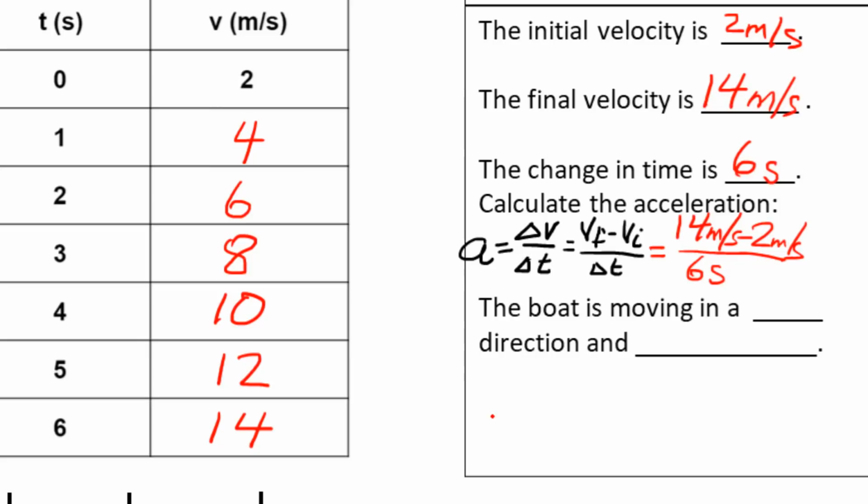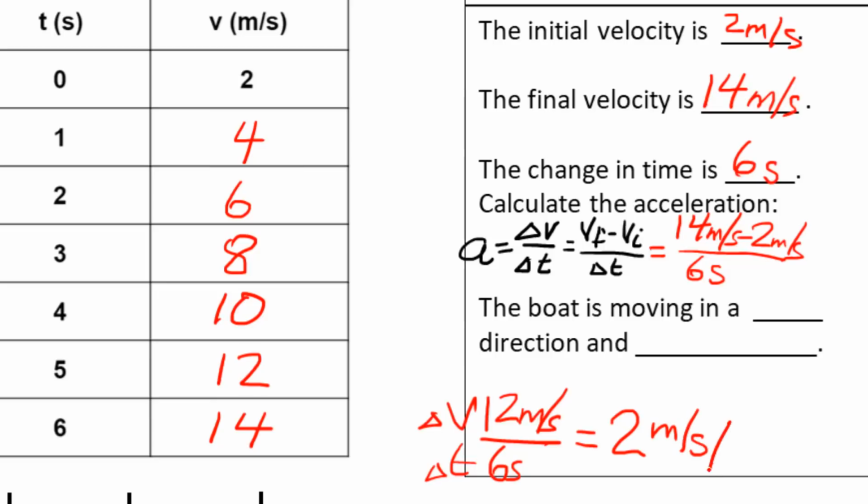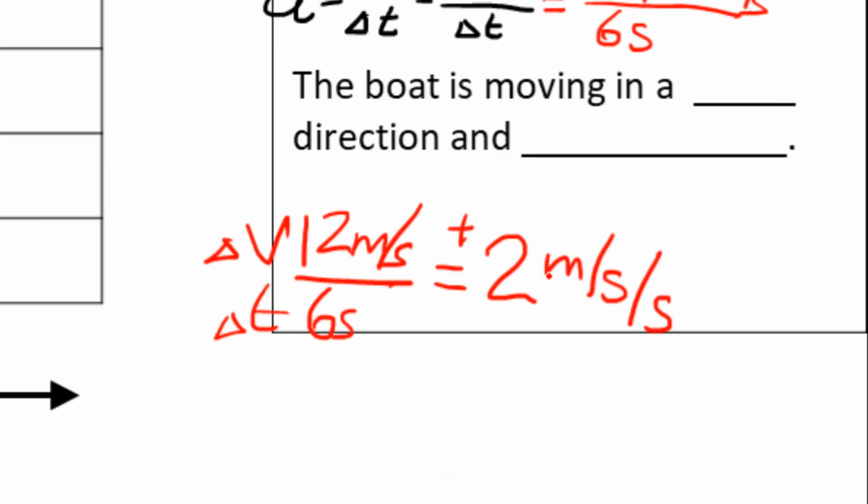Getting a little bit crowded here, I'll write it down here. 12 meters per second is my change of velocity divided by my change of time, 6 seconds. 12 divided by 6 is 2, and then my units, meters per second per second. Be careful with a positive sign. What does it tell us? That our boat is increasing its speed 2 meters per second every second. So we get these units of meter per second per second. You may also see this listed as being 2 meters per second squared.